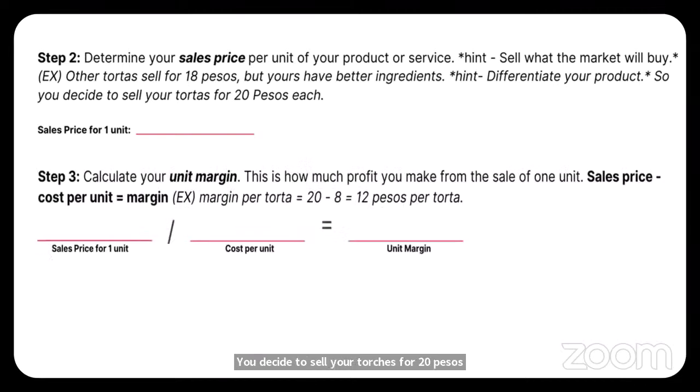Step 3, calculate your unit margin. This is how much profit you will make from the sale of one unit. So that sales price minus cost per unit equals your unit margin. So here's your example. You're selling a torta for 20 pesos, it costs you 8 pesos, you're making 12 pesos per torta. And if you're feeling you're not making enough profits or your costs are too high, you can adjust these around and see the profit you want to make.